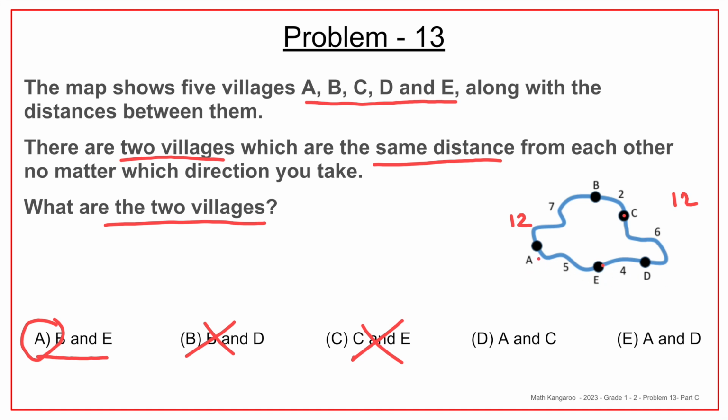A and C. So A is here and C is here. So we have 7 plus 2, 9. And 5 plus 4, 9 plus 6. That is exceeding. So no. A and D. So A is here and D is here. So we have 5, 9. 5 plus 4, 9. And from here, this direction, we have 7 plus 2, 9 plus 6. This is exceeding as well. So our option is A, B, and E distance.